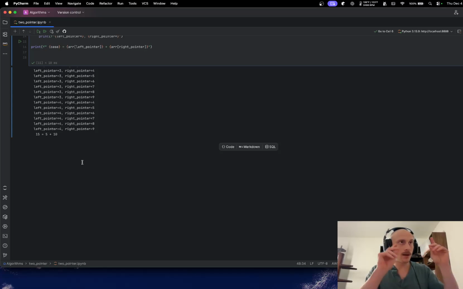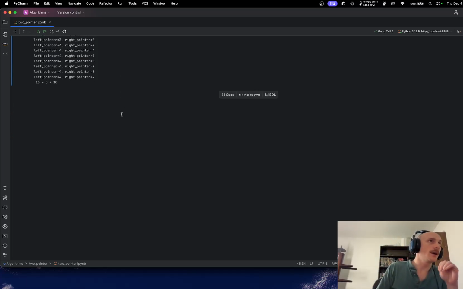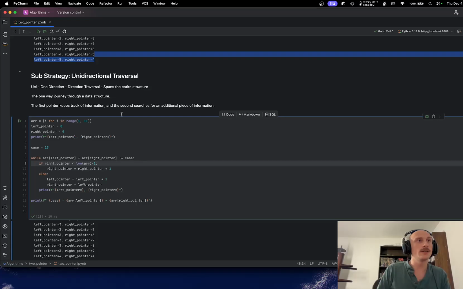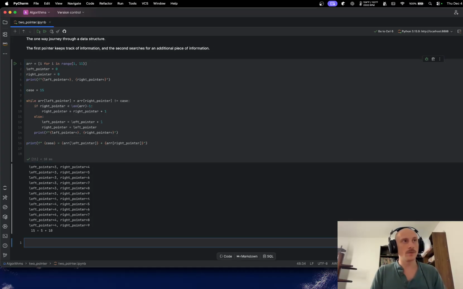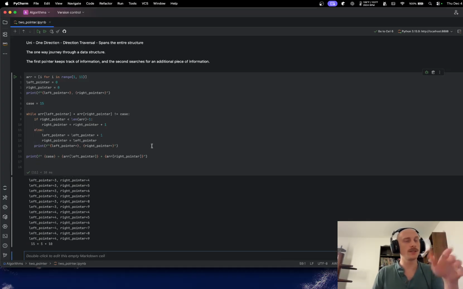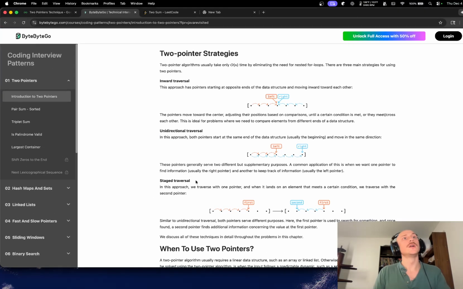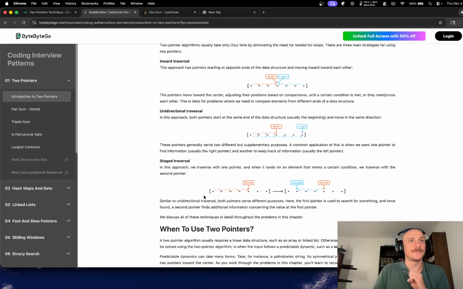So now that we understand that, let us move on to the next bit. Let's make this simple. We now have a way where we are going from left to right, looking for a pair of information that meets our case. So let's move on to substrategy numeral 3, staged traversal.